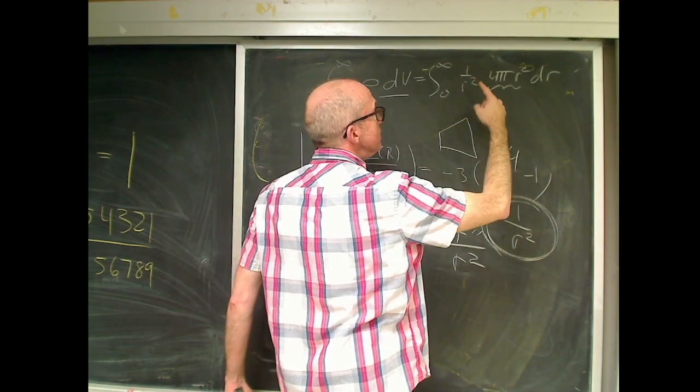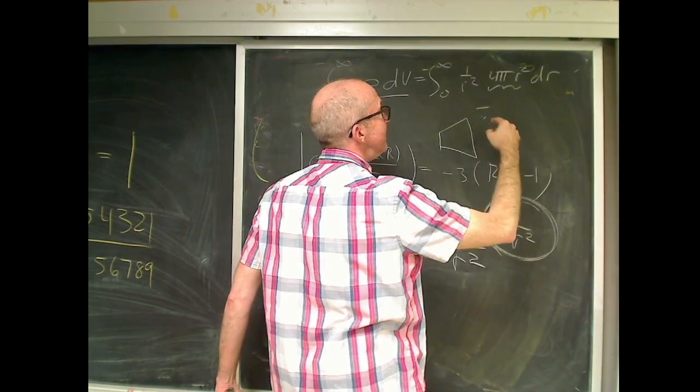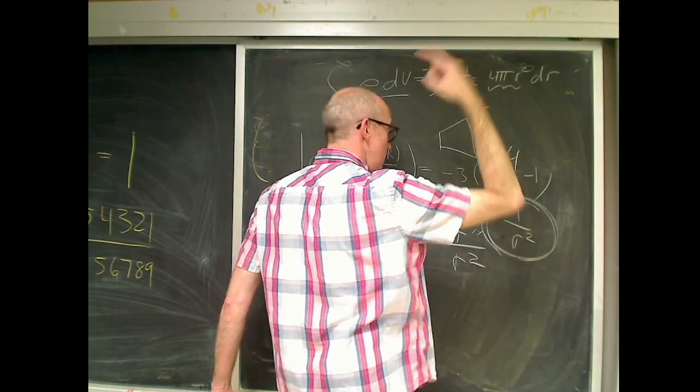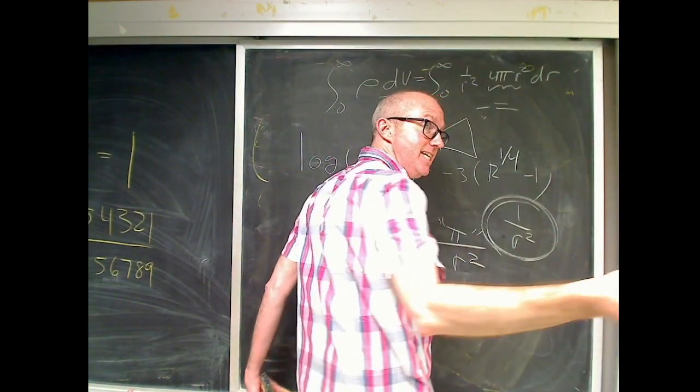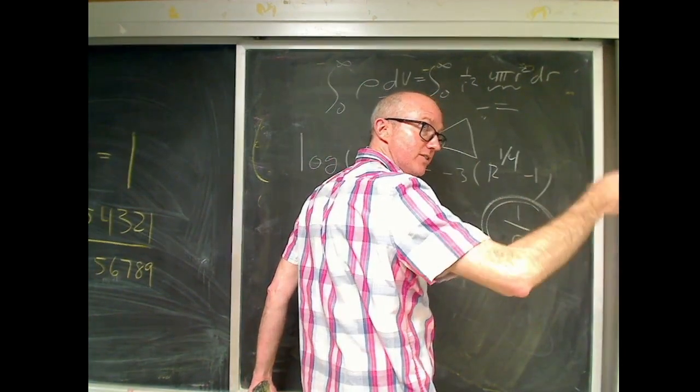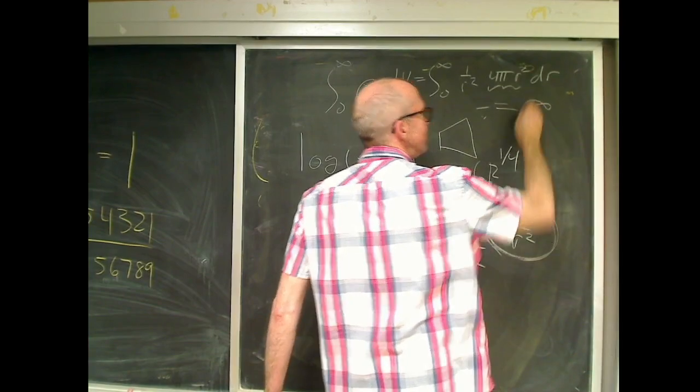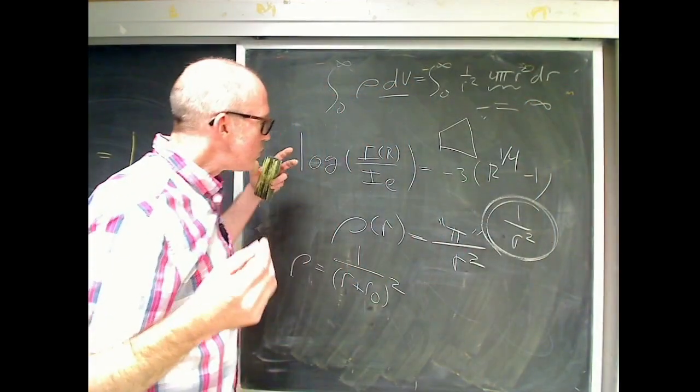Let's do this integral. What is this integral? I go 1 over r squared times r squared, and I integrate to infinity, I get infinity. Here you see why. The integral is just a constant times infinity space. So the other problem, so okay.